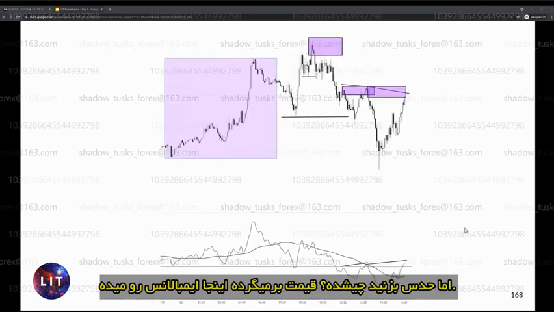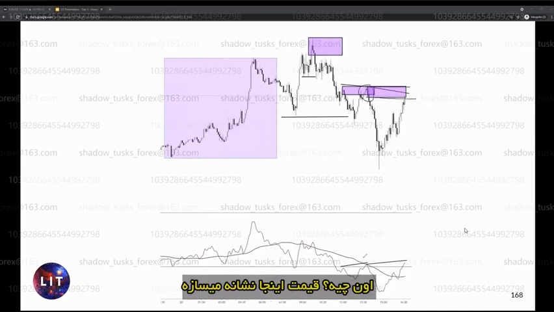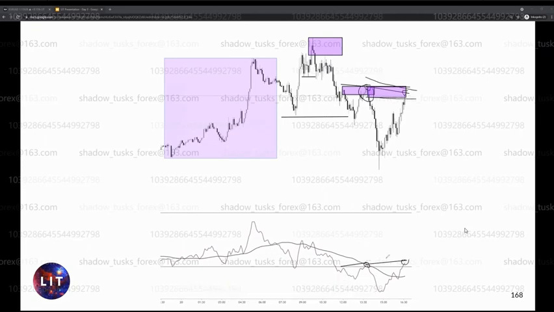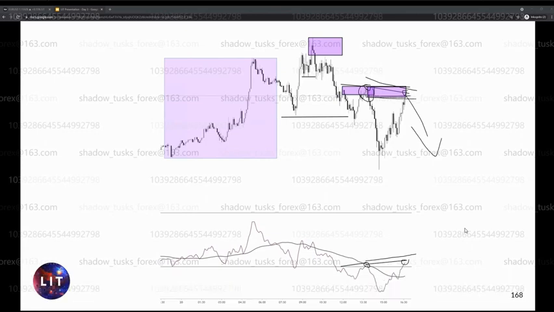Price comes back, gives the imbalance here, mitigates the imbalance. What is it? Price point here, price point here, price point here, price point here, gives the EDM, mitigates the imbalance. So guess what? It will continue lower. And that's what it does.